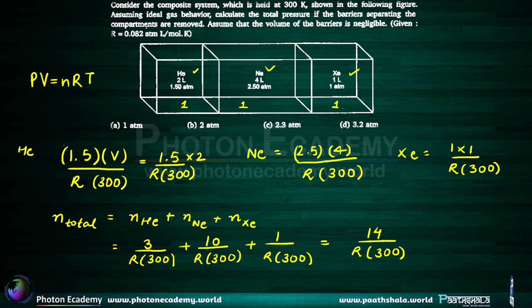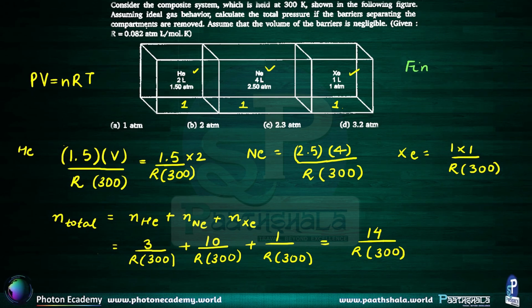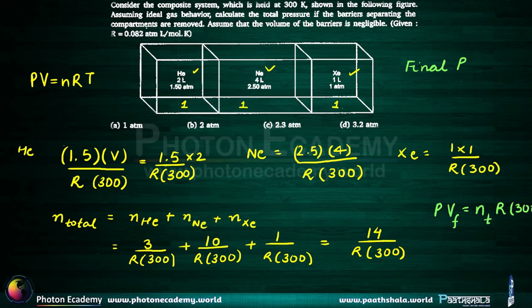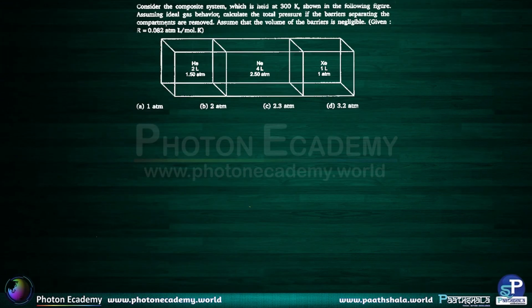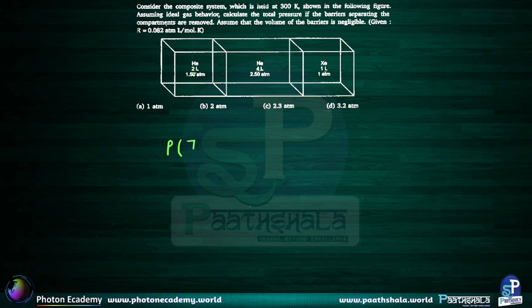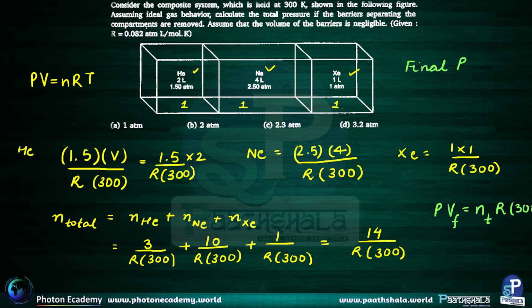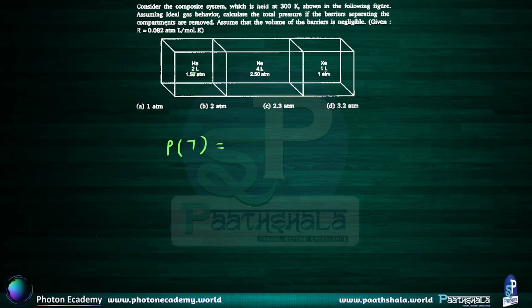Now, for solving further, what we actually have to calculate is the final pressure. And the final pressure would be given by P into the final volume is equal to the total number of moles into R into the temperature, which is again 300. So let's move to the next page, and the total pressure is something which we have to find. The total volume will be 2 plus 4 plus 1, which is 7 liters. The total number of moles calculated here were 14 divided by R into 300.